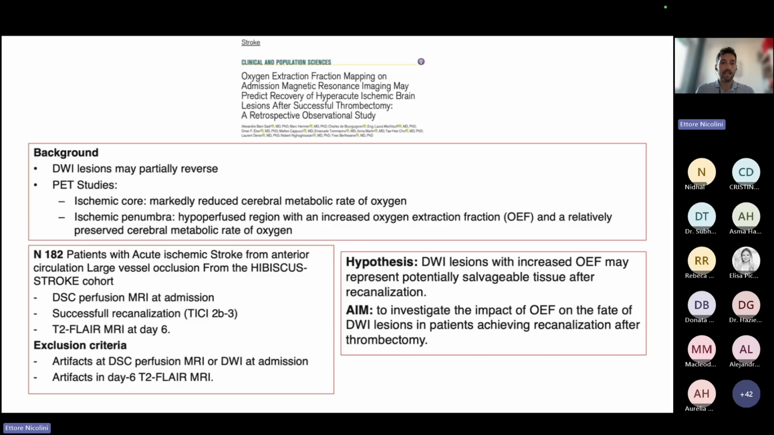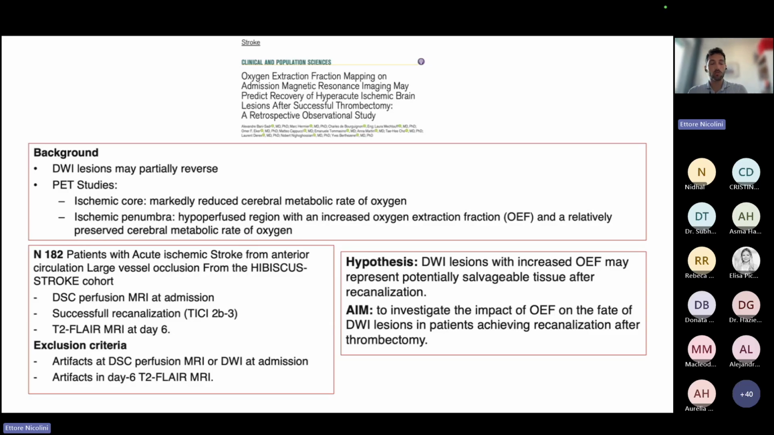We know from PET studies that in the penumbra there is a hypoperfused region, so we have reduced cerebral blood flow, but we have increased oxygen extraction fraction and relatively preserved cerebral metabolic rate of oxygen. So what was the hypothesis of the investigators? The hypothesis was that DWI lesion, which will go to reversibility, would have increased oxygen extraction fraction.